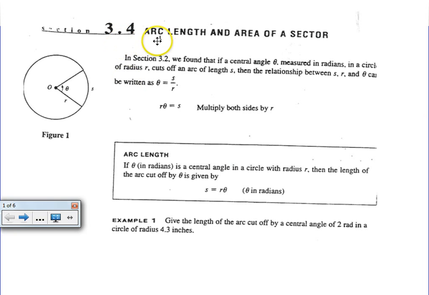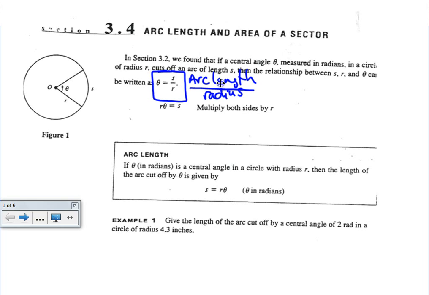Our lesson on 3.4 for Trig discusses arc length and area of a sector. So our formulas are going to be very important. We've actually talked about this formula before in, I think it was section 3.2, where the central angle is our arc length divided by the radius. And remember, that stems off of the circumference formula.